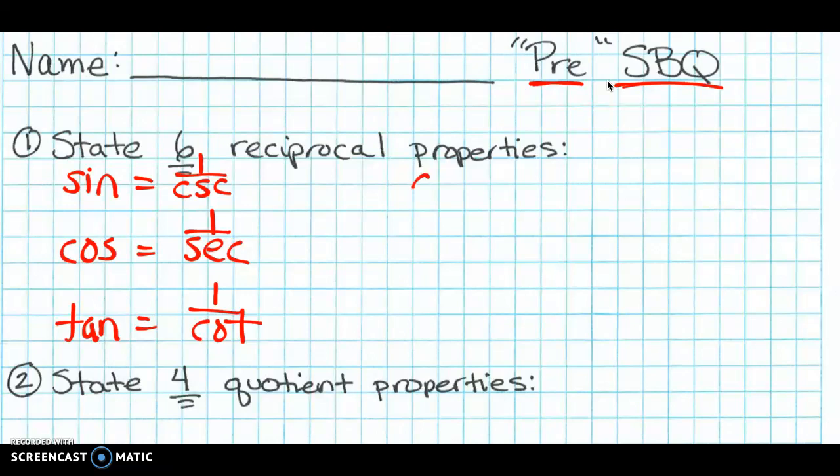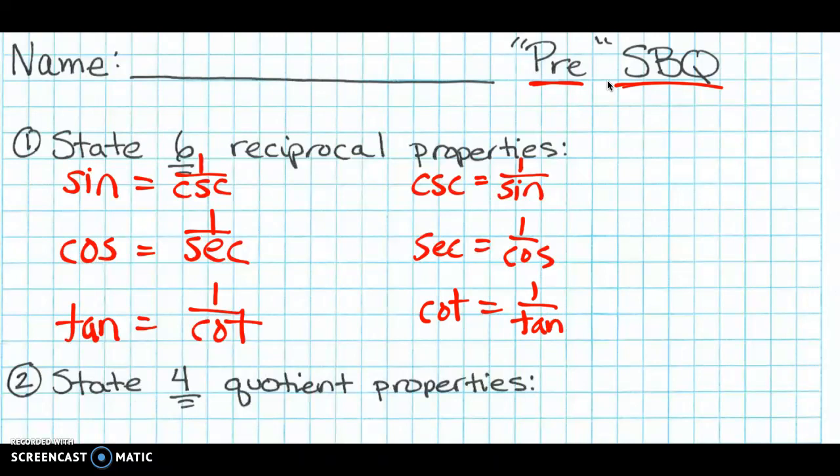So the 6 others are cosecant. I know I'm leaving off the x, it's fine for writing these down. Cosecant equals 1 over sine, secant equals 1 over cosine, cotangent equals 1 over tangent. So that is the 6 reciprocal properties.